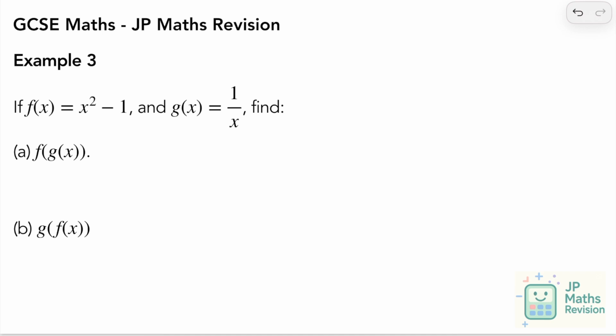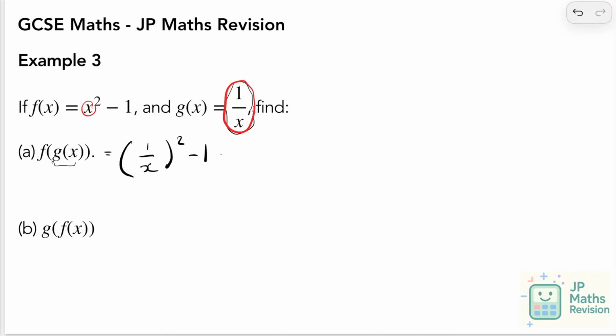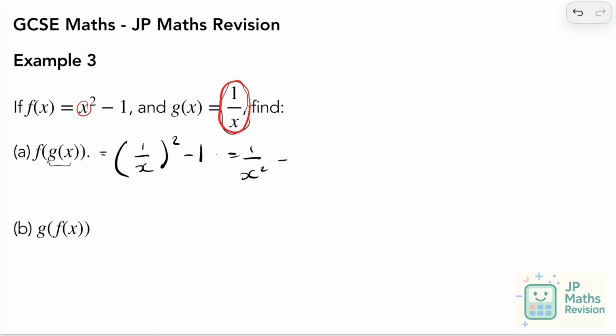So here's another question. So this time we are inputting g into f. So all of the x values in f become g. So it's going to be 1 over x squared minus 1, because we're replacing the x in f with our g function. So we end up with 1 over x squared minus 1. So that becomes 1 over x squared take away 1. And that is the answer to that one.